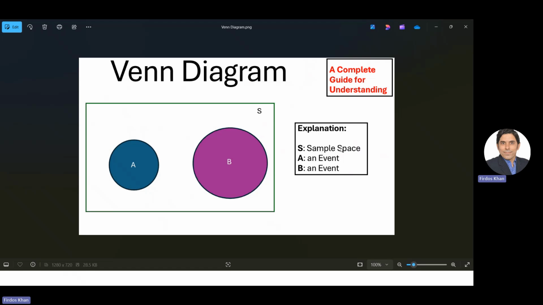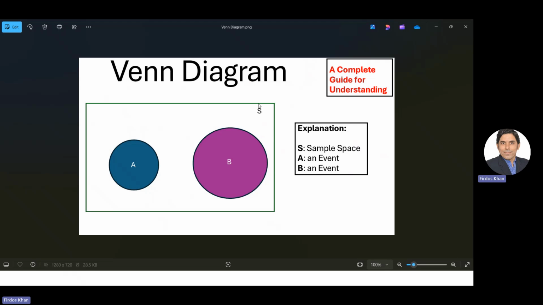We will explain this in the next slides, what is meant by the sample space, with an example. And suppose there are two events in which we are interested. We don't know exactly about these events in the sample space. This is the general interpretation of a Venn diagram.